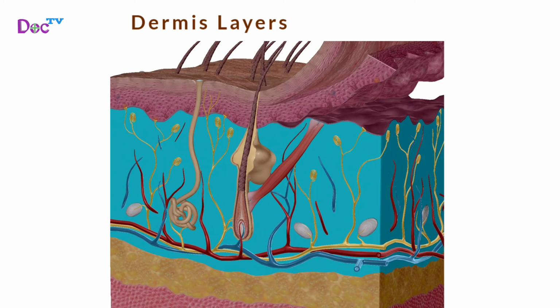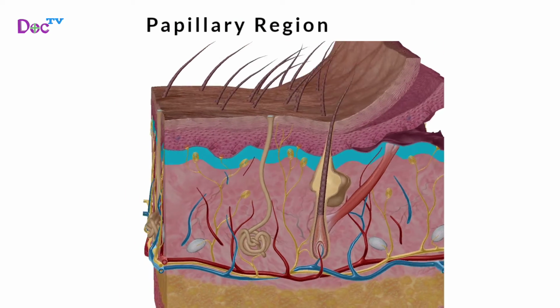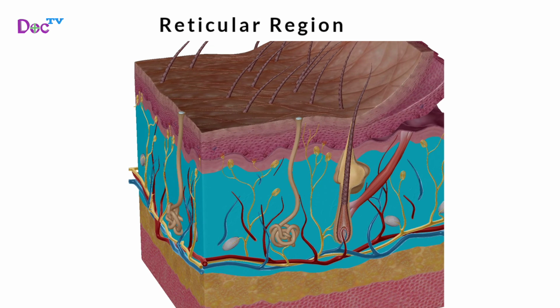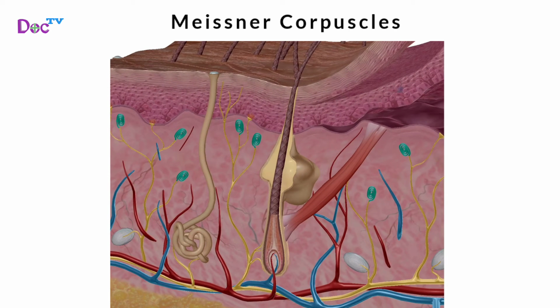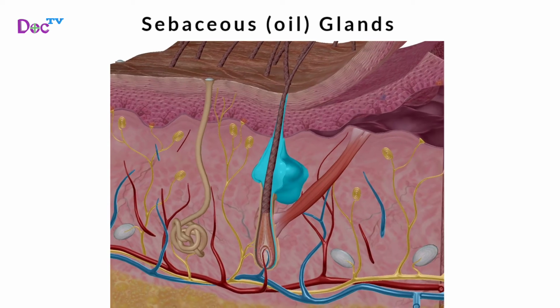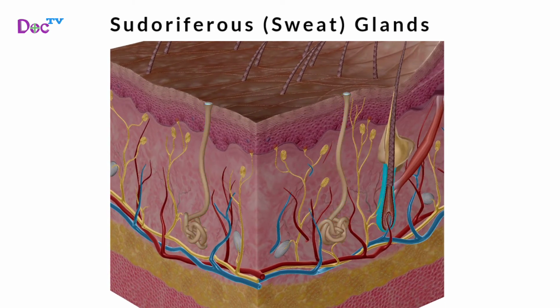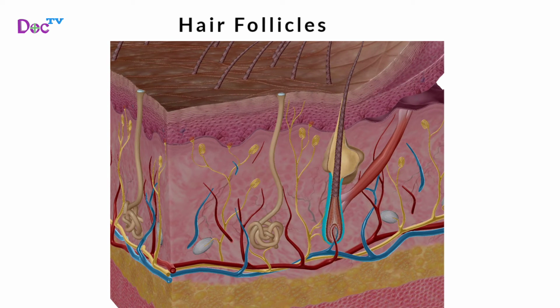Dermis layers. The dermis consists of papillary and reticular regions and is composed of connective tissue. Touch receptors called Meissner corpuscles exist in the papillary region. The reticular region contains nerves, sebaceous glands, sudoriferous sweat glands, and hair follicles.